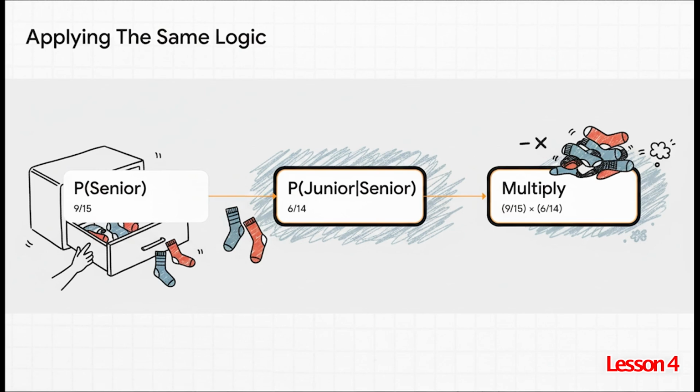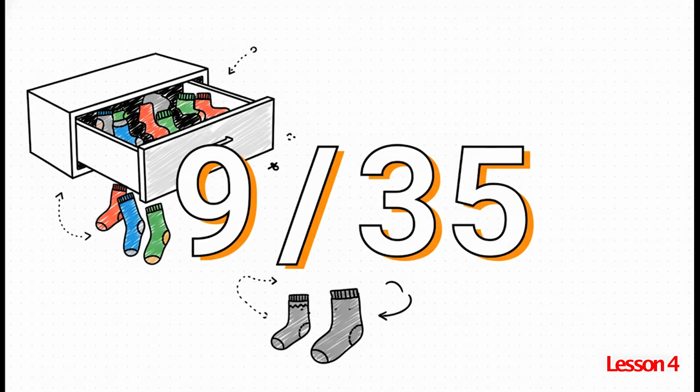So 9 out of 15 are seniors. That's pretty straightforward. If you pick a senior, though, there's only 14 students left, 6 of whom are juniors. So 6 out of 14 is your second probability. Multiply those two together, and that's how you get your without replacement. 9 out of 35. Simplified.